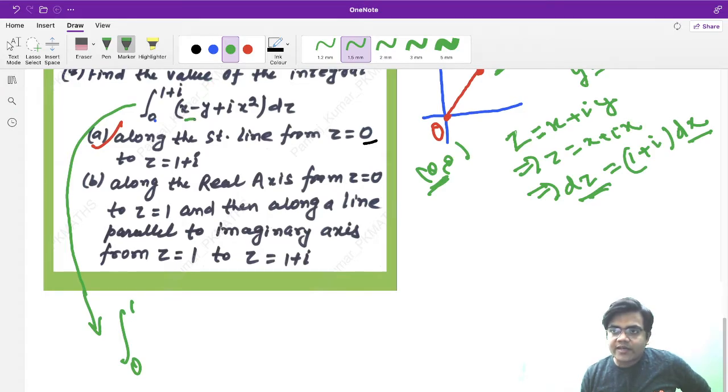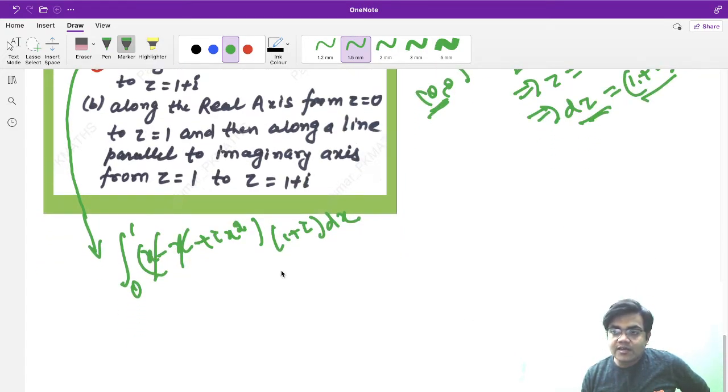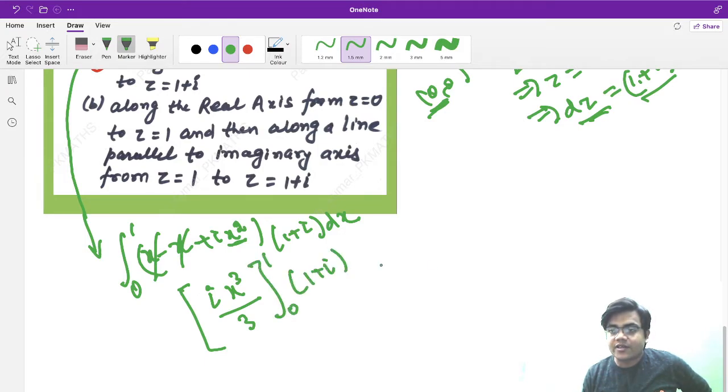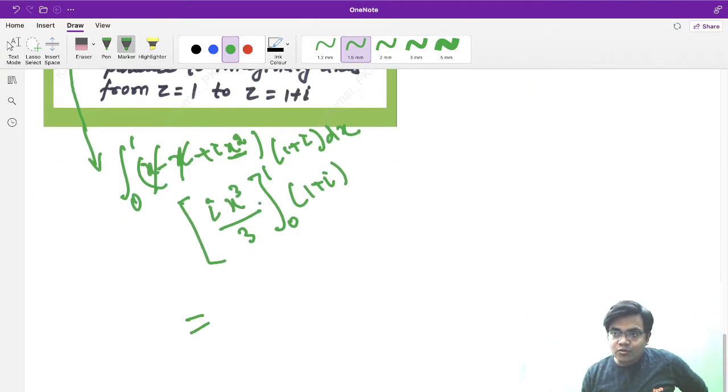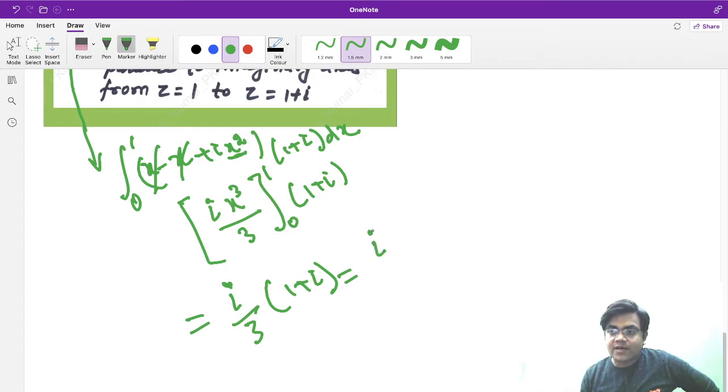And thereafter you can see here is x, here is minus y. So it will become x minus x plus iota x squared. And dz is what? Your dz is (1 plus iota) dx. Yes. So x minus x will be cancelled and you can see this is iota x squared. So it will become iota x cubed by 3, from 0 to 1, and 1 plus iota is already there. So finally if you put x equals 1, it will become iota by 3 into (1 plus iota). So finally this is nothing but (iota plus iota squared) by 3. So you can write it as (iota minus 1) by 3, and this will be your answer.